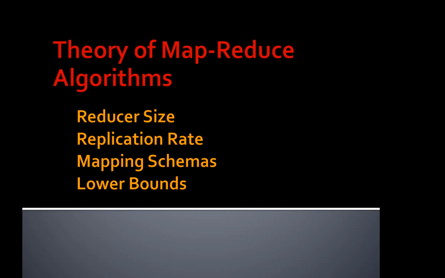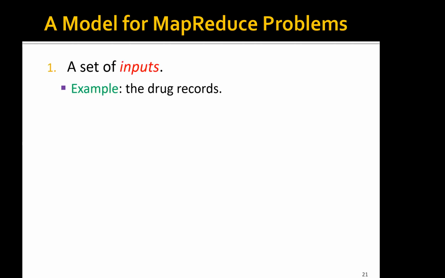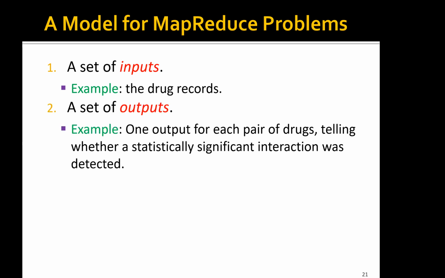Now, based on this one horrible example, I guess we developed a theory, and I want to really just go over the elements of that theory. Okay. Well, the first thing is we started with an abstract model for MapReduce problems. Every such problem, you're given a set of inputs, such as the 3,000 drug records, and you have a set of outputs. That is the things that you want computed.